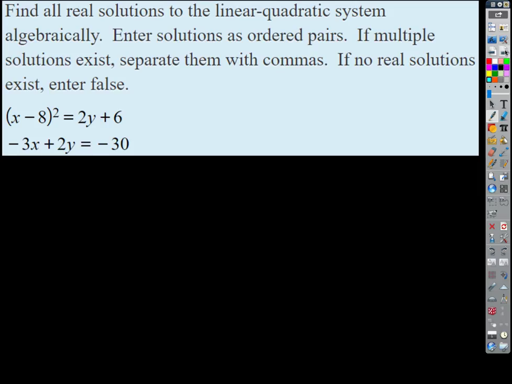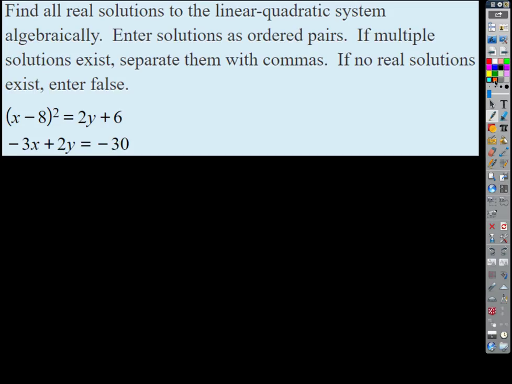Probably I'd want to solve for y, but if I solve for y here, I'm going to add the 3x to the other side and divide by 2, and I'm going to get at least one fraction in there, right? Does anybody see maybe a little trickier way to do this? Just solve for 2y. Yeah, just solve for 2y, right?